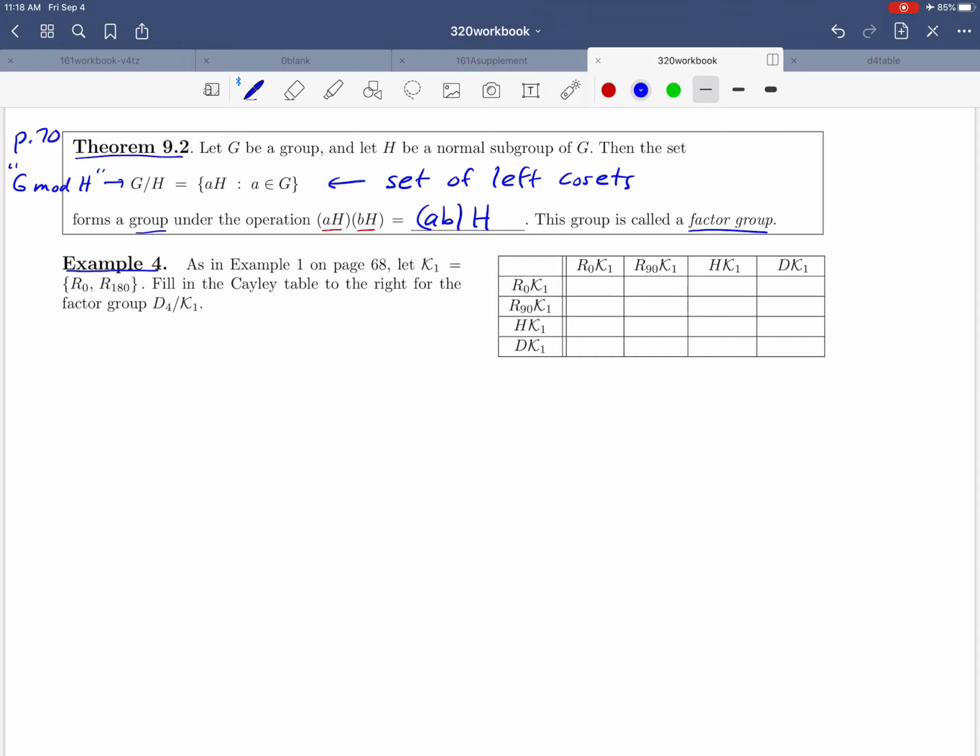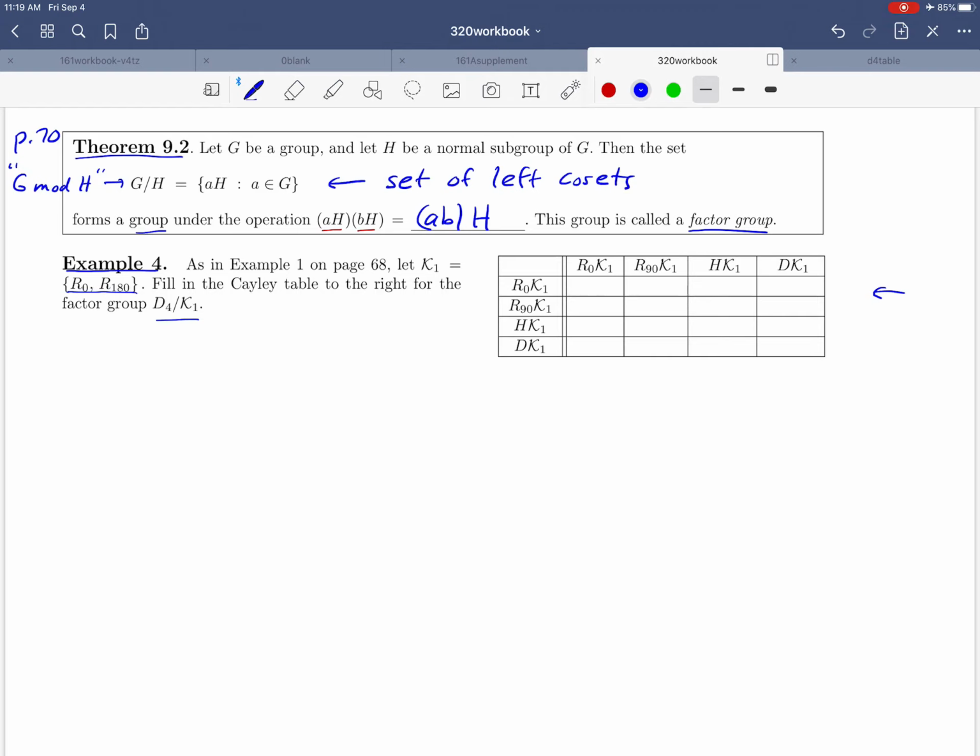As in example 1 on page 68, let K1 be the subgroup consisting of R0 and R180. We talked already about how that's a normal subgroup of D4. We want to fill in the Cayley table to the right for the factor group D4 mod K1. We actually calculated the four cosets in that group, and you see the four cosets in the Cayley table over here. How would we do that? Let's do a couple of sample calculations together.